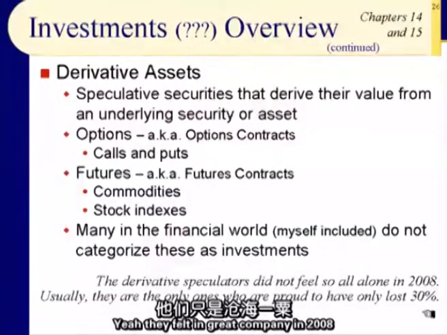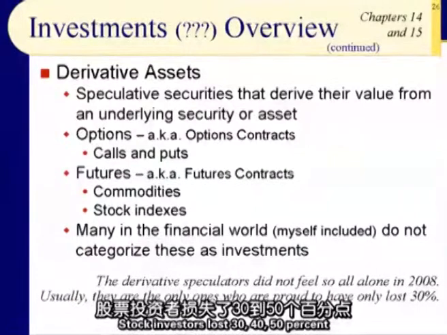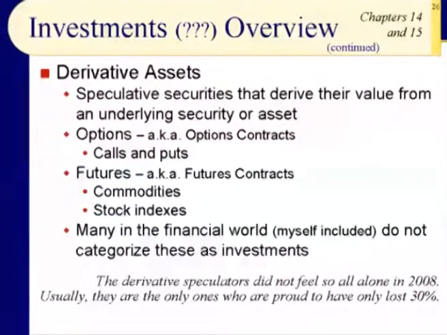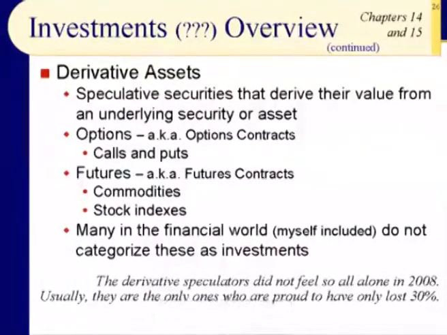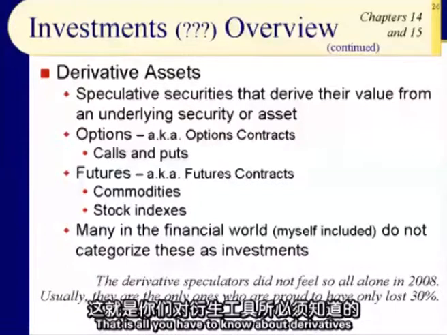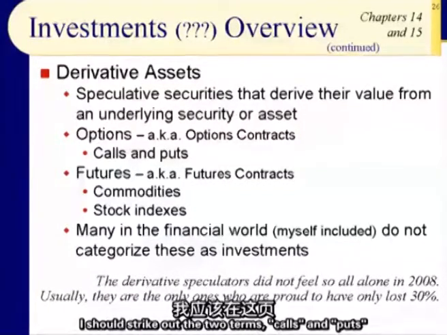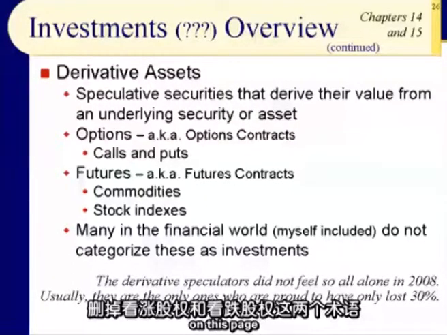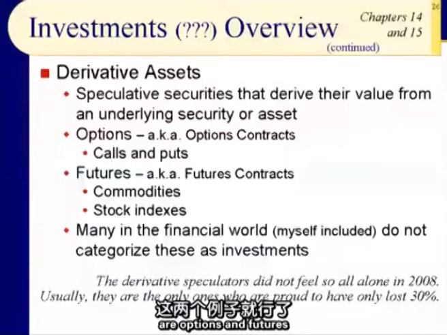Well, they felt in great company in 2008 when bond investors lost 15 to 20 or 30%. Stock investors lost 30, 40, 50%. And real estate investors lost everything. So you understand? That is all you have to know about derivatives. I don't care how much detail the book goes into it. I should strike out the two terms calls and puts on this page. Just know that the examples are options and futures.